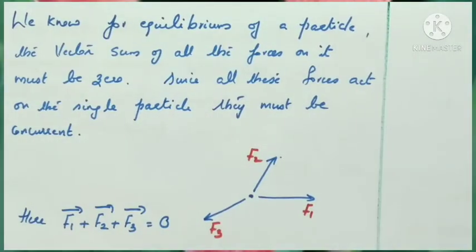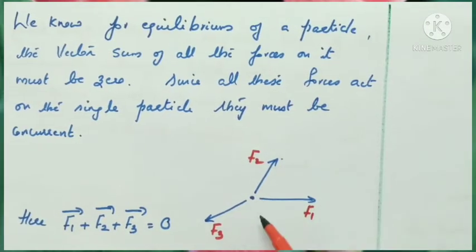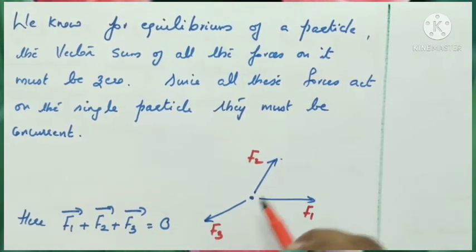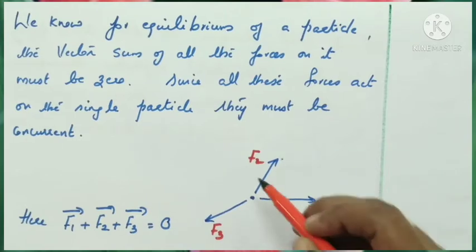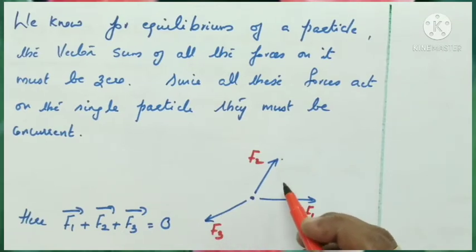In the chapter laws of motion, we have studied that for equilibrium of a particle, the vector sum of all the forces on it must be 0. For example, on this particle, what are the forces acting? F1 and F2 and F3. Three forces are acting. Here F1 is acting in this direction, F2 is acting in this direction, F3 is acting in the other direction. So what is the resultant force?